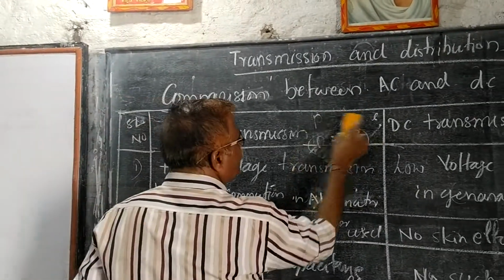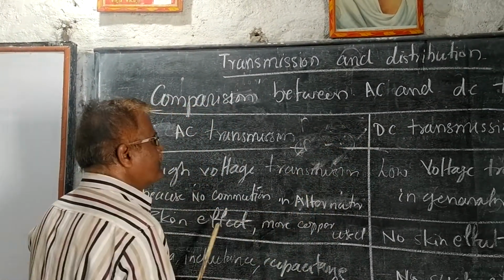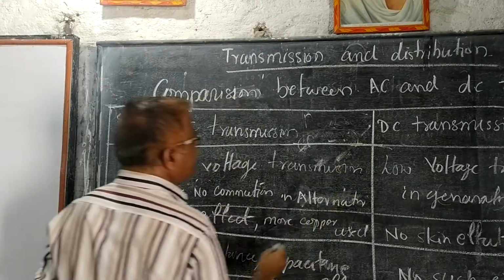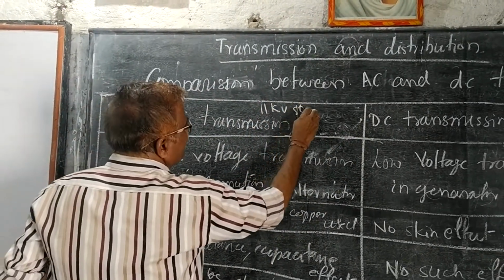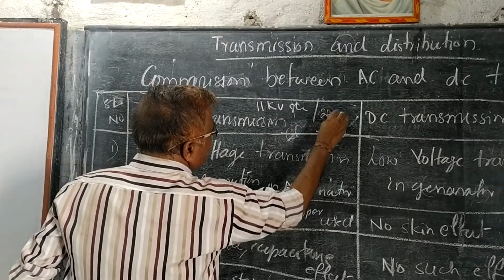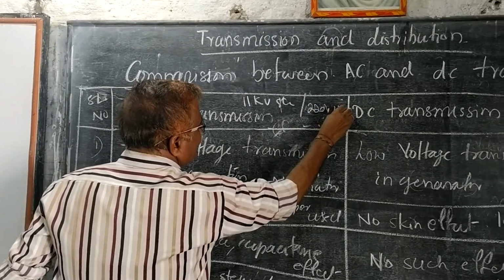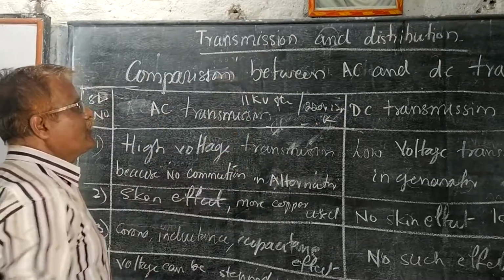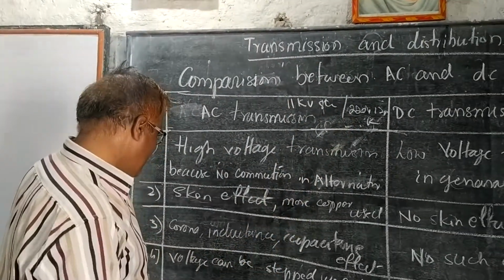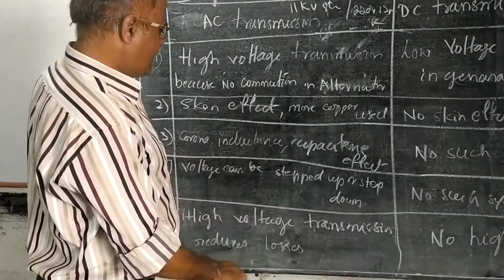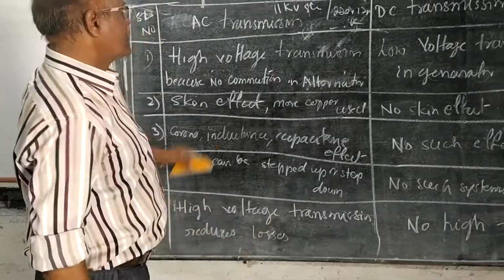That's why the voltage is increased from the generating value. The generating voltage of 11 kV is stepped up to 220 or 132 kV. Due to this high voltage, the line losses are reduced.